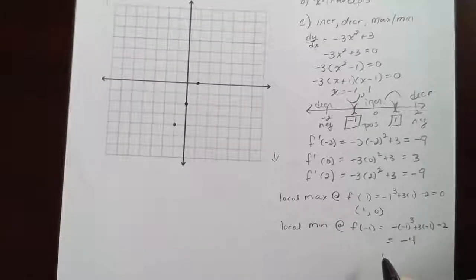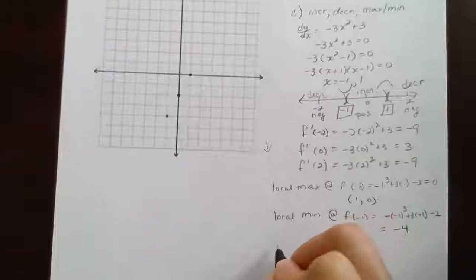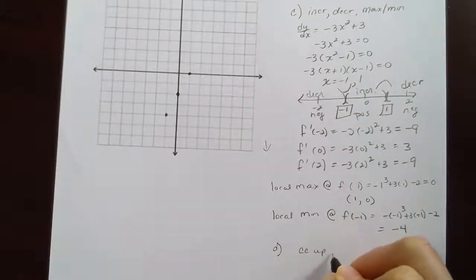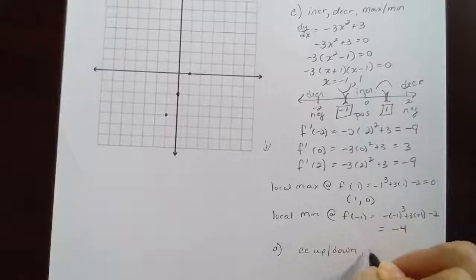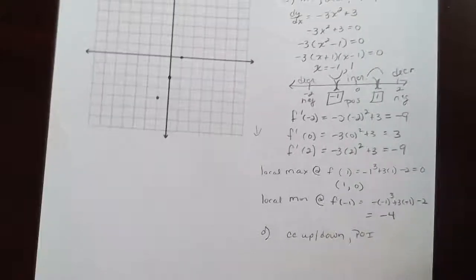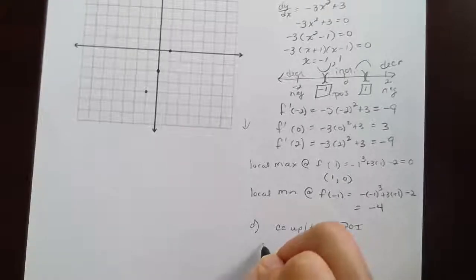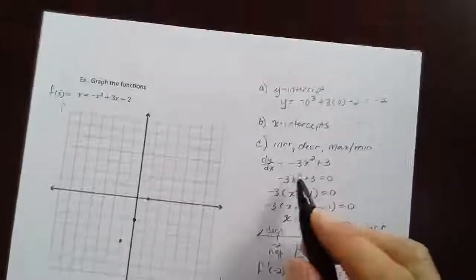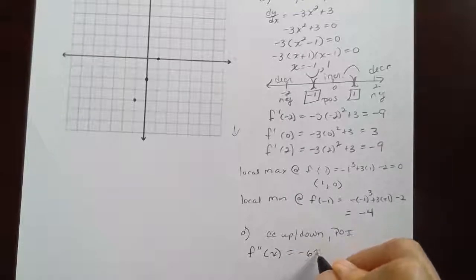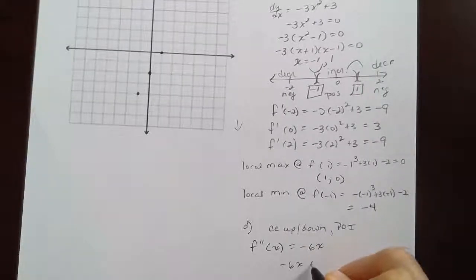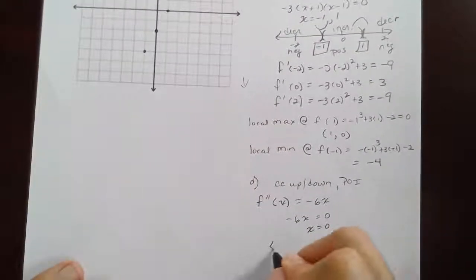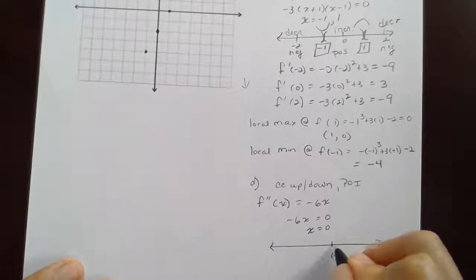That being said, let's look for concave up, concave down, and points of inflection. In order to do that, I have to take the second derivative, so let's stick with the f prime notation. So f double prime of x will be, we've got -3x squared plus 3, it'll be -6x. If we set that equal to 0, then x equals 0 is our only potential point of inflection.